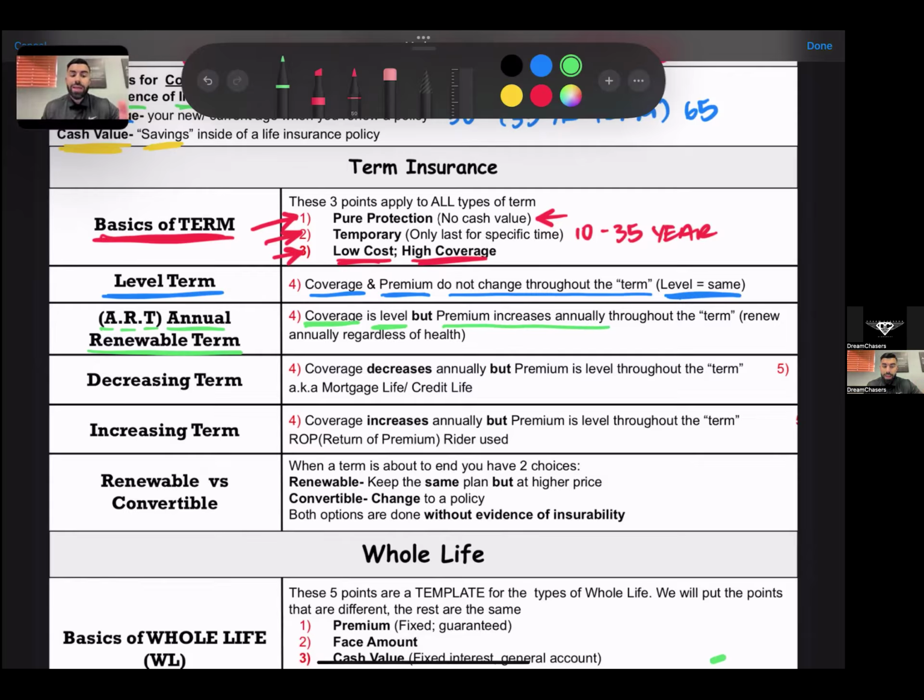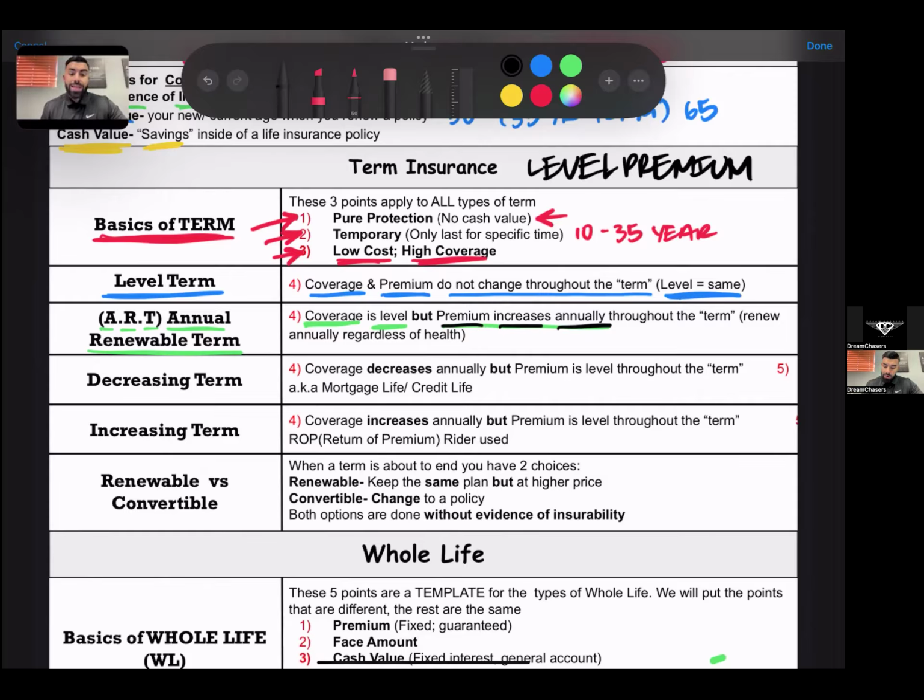Now, one main key point that I want to make here is that all term insurance policies have a level premium. So what that means is that the premium is never going to change with term insurance. It is always going to stay the same. Now, annual renewable term, it says coverage is level, but premium increases annually. It does, but it is still level because remember, annual renewable term means the term is going to renew annually.